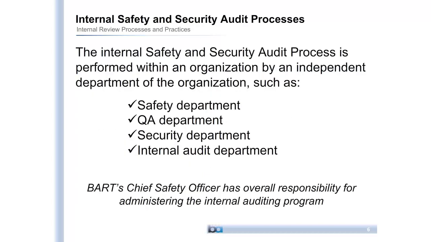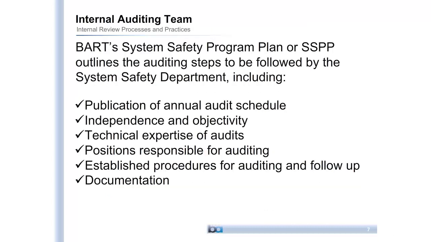The internal safety and security audit process is performed within an organization by an independent department of the organization, such as the Safety department, QA department, Security department, or internal audit department. BART's chief safety officer has overall responsibility for administering the internal auditing program and the internal auditing team.